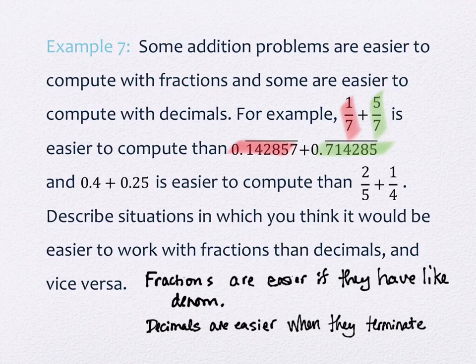Honestly, sometimes things terminate and sometimes have repeating or have denominators that match, and they're equally easy to work with. It's not always an either or. Sometimes both are fine, and sometimes both are bad. Right? It can happen both ways. Like 1/3 and 1/7, that's not a good one. They don't have like denominators and they don't terminate. That's no good. It doesn't really matter. Either way you're working with them is not particularly easy.